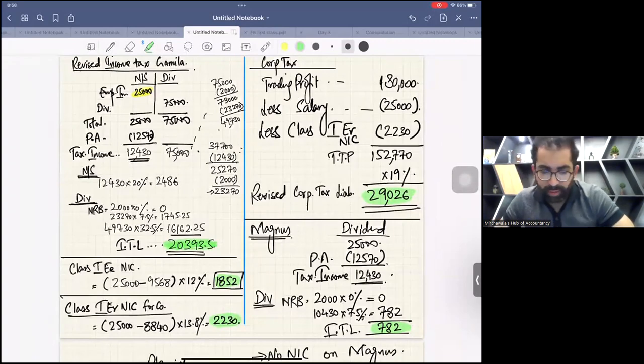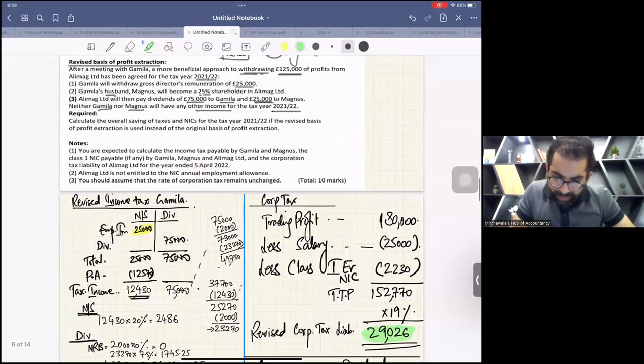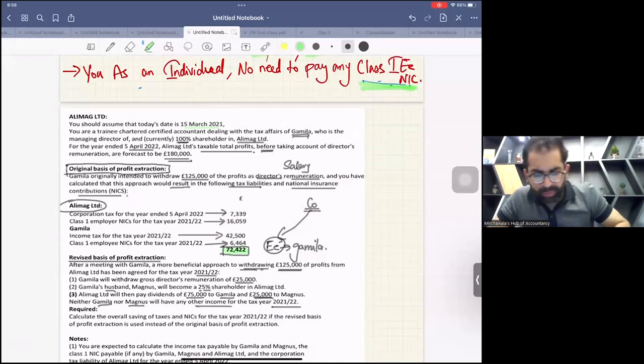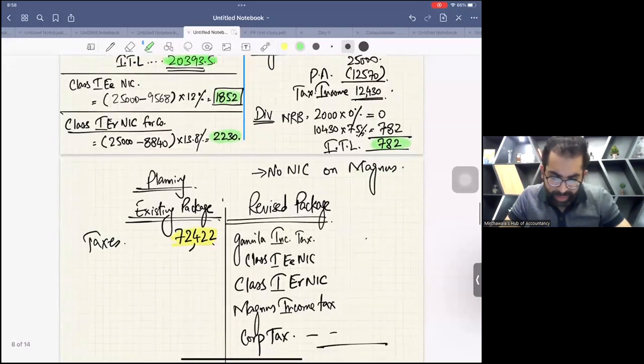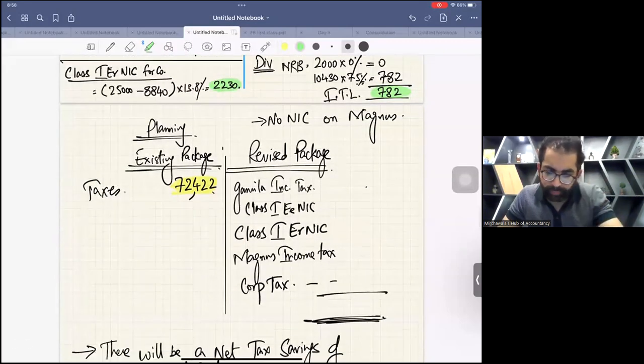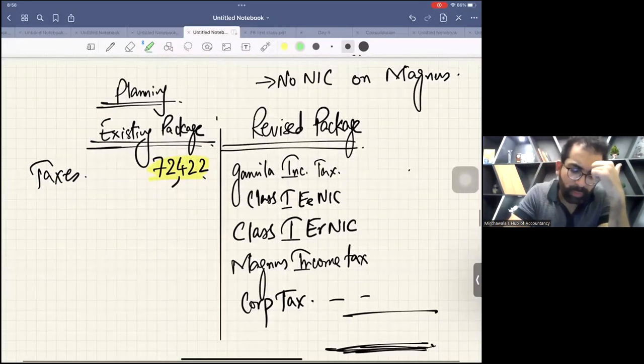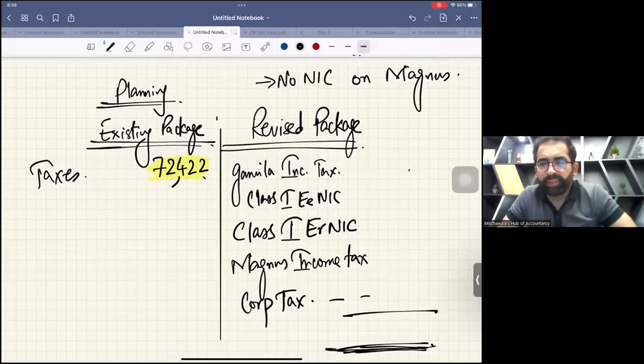I'll calculate it. Don't worry. What was the existing package? 72422. Just take this number ready-made. I think there is some addition mistake, but don't worry about it. Take this number 72422 as it is. So in the existing package, the number was 72422.